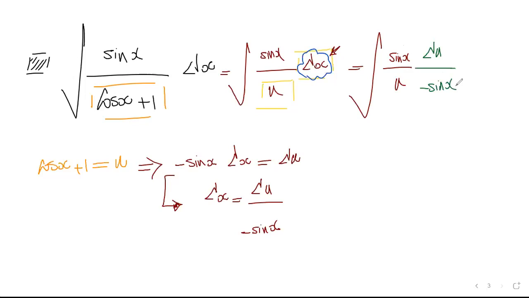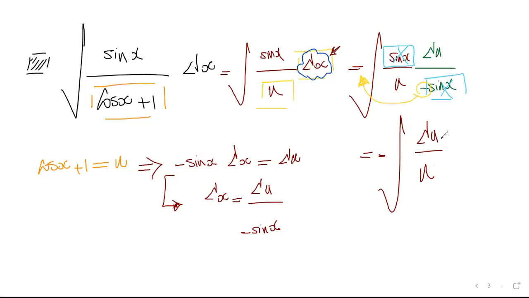Interesting turn of events. Look at this. I have sine x here, and I have minus sine x here, which means I can cancel them out and rewrite it. This minus is a little bit annoying, so I'm going to take it out. Then I have minus the integral of du over u.